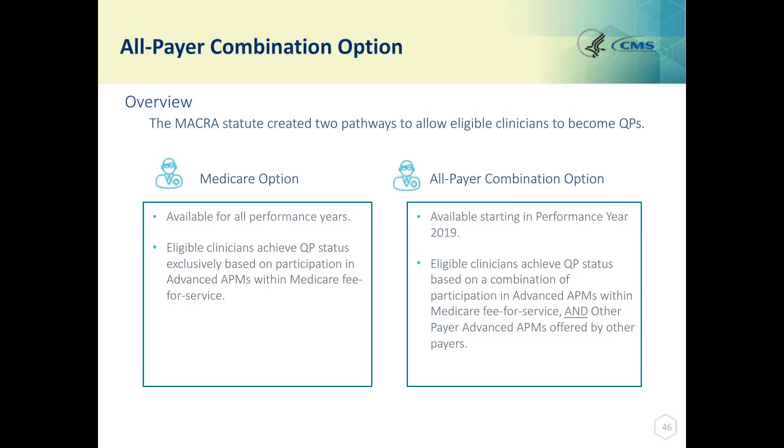The all-payer combination option is a little different. It is available starting in performance year 2019. Eligible clinicians can achieve QP status based on a combination of participation in advanced APMs within Medicare fee-for-service, which means you must be in a Medicare fee-for-service advanced APM first, and you can add other payer advanced APMs offered by other payers. Next slide.